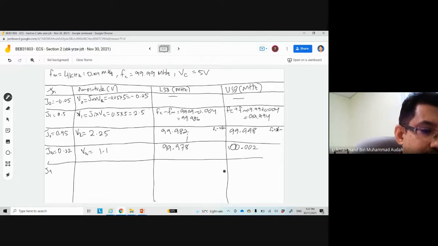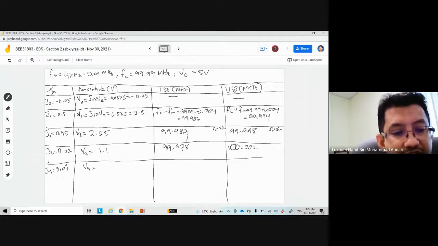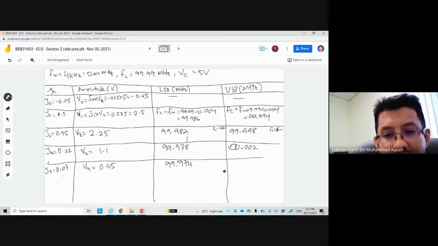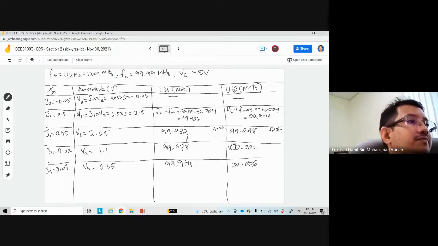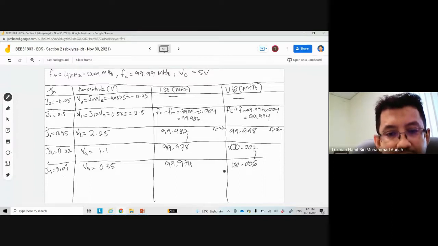J4 is equal to 0.07. So V4 is equal to J4 times VC, which is equal to 0.35 volt. Here is FC minus 4 FM, therefore 99.974. Here is FC plus 4 FM, so it becomes 100.006. It's just adding 4 each time, so they are related.